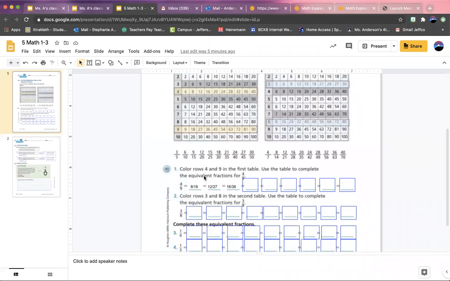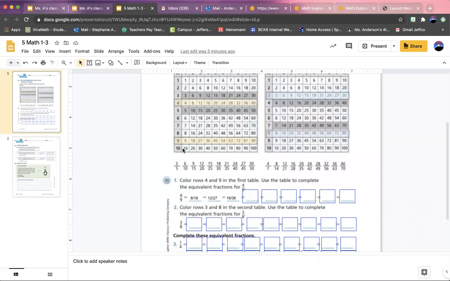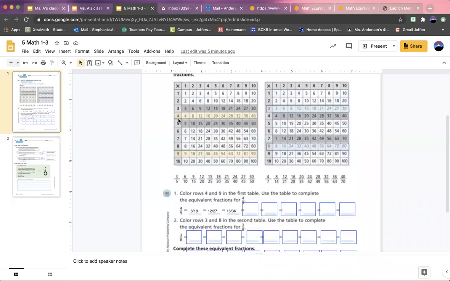So the next one says color rows 4 and 9 on the first table. Use the table to compare equivalent fractions for 4/9. I already did this for you in the yellow here. So if you look at your 4 and your 9, again, if you multiply by 1, you're still at 4/9. If you were to split those pieces into 2, or multiply by 2, you're at 8/18. And I did the first 3 for you here to help you out. Again, 4 times 3 is 12. 9 times 3 is 27. So if I was to split it into 3 pieces, I would end up with 12/27.